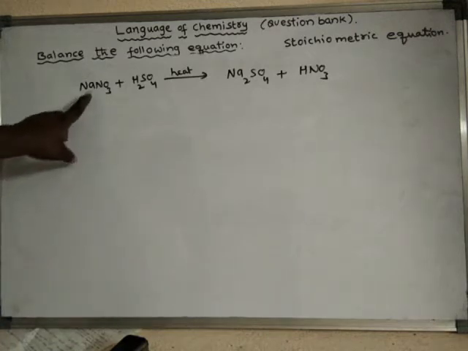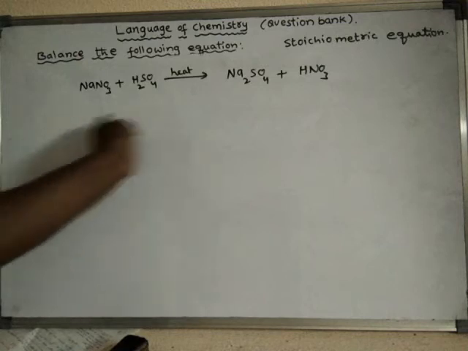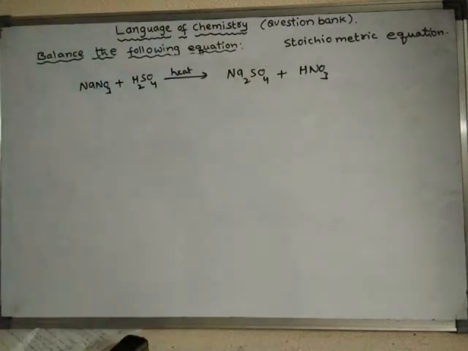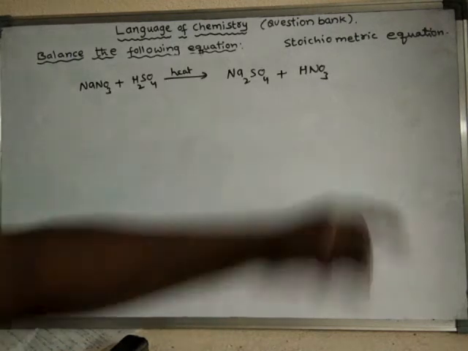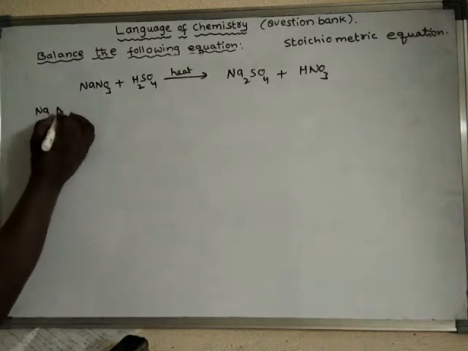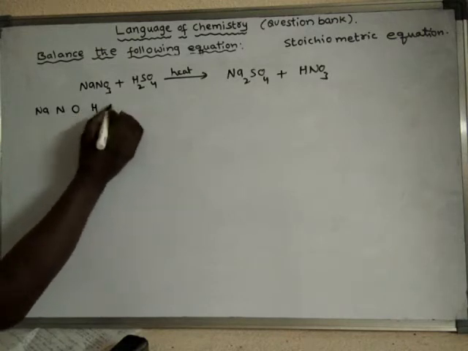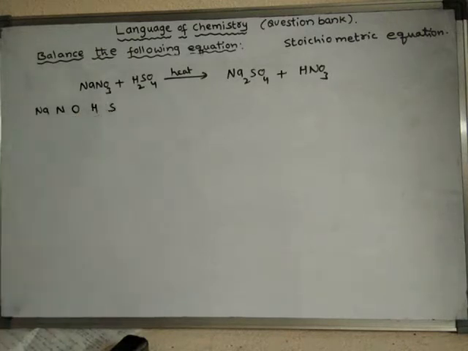Because here there is only one sodium atom, but here there are two sodium atoms. So this equation is not balanced. Now we have to balance it. We have to balance this one by using the frequency number method. In the frequency number method, first we have to identify what are the elements present in this equation. One is sodium, another is nitrogen, another is oxygen, another is hydrogen, and another is sulfur. So altogether there are 5 types of elements present in it.